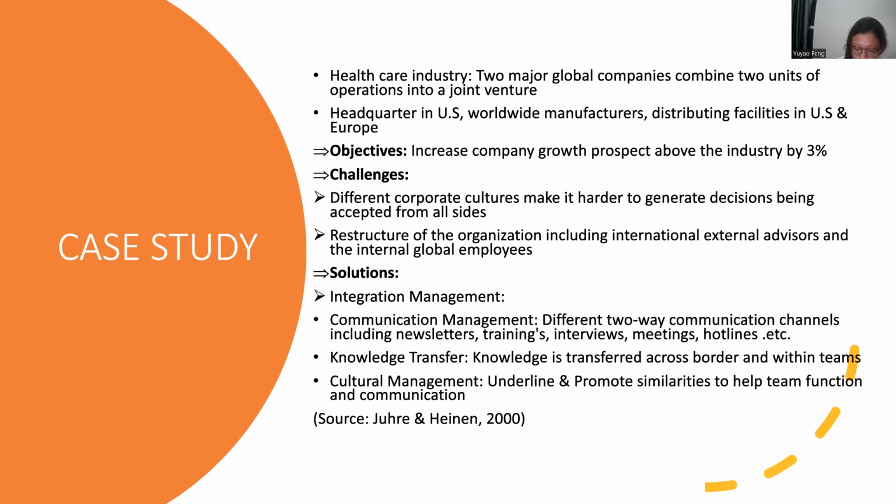Nonetheless, there are lots of challenges, including the difference of cultures and the need for a properly restructured company that includes both external advisors and internal global employees. Eventually, the international project was successfully delivered by the implementation of integration management, which includes communication management, knowledge transfer, and culture management. Many two-way communication channels such as newsletters, trainings, interviews, meetings, and hotlines are used to facilitate conversation among the team and customers. Knowledge is transferred via training courses and process education. Finally, the risk of cultural barriers is mitigated by underlining and promoting similarities to function as a team and encourage communication.